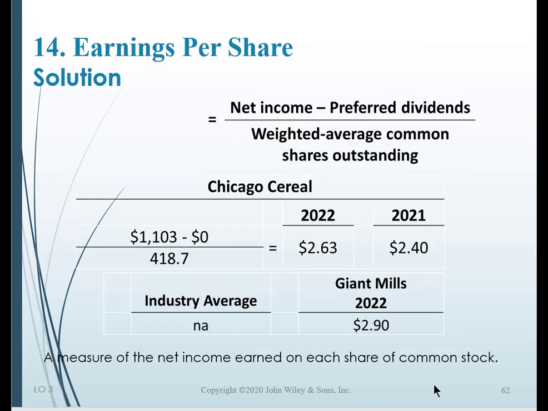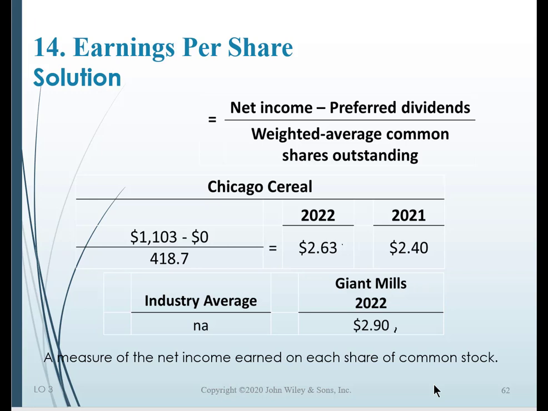As a bottom line number, we have something called earnings per share. Everybody has heard of this number. It's just net income minus the preferred dividends divided by the weighted average of shares. So for this company, we had around 418 shares is what they said. We have no preferred dividends. 1103 was the net income. So our earnings per share is $2.63. Last year it was $2.40. So obviously, profit per share has increased.